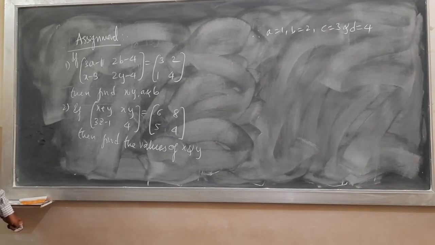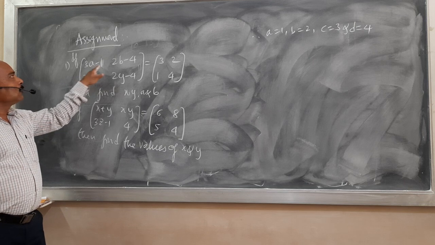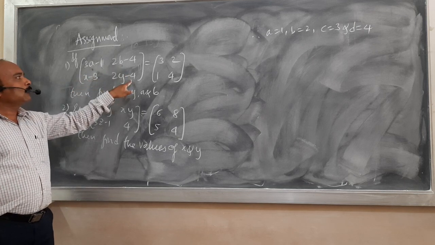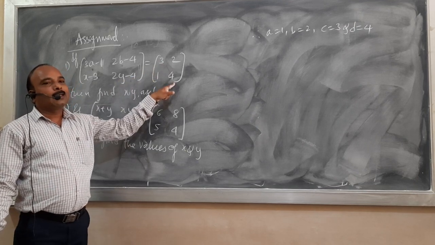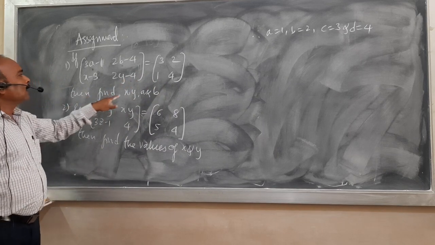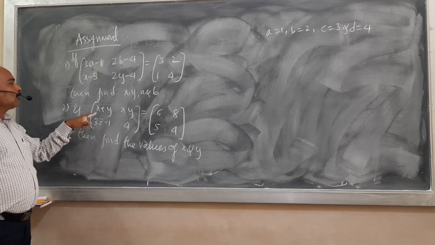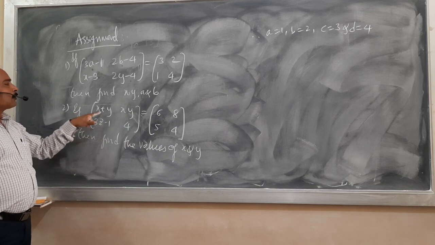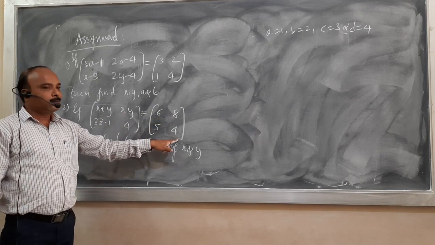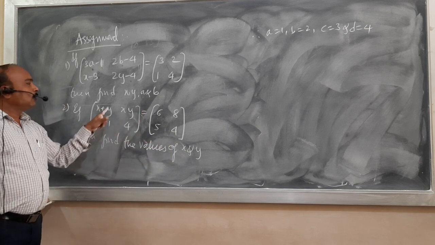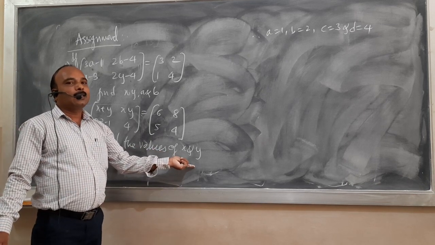Now, let us take some assignment questions. First one, 3a minus 1, 2b minus 4, x minus 3, 2y minus 4 is equal to 3, 2, 1, 4. By taking equality of two matrices, we can solve for x, y, a and b. These values you have to calculate. Similarly, one similar question I gave. If x plus y, x, y, 3z minus 1, 4 is equal to 6, 8, 5, 4, then you make equality of two matrices and equate the elements and solve for x and y. These two you try at home.